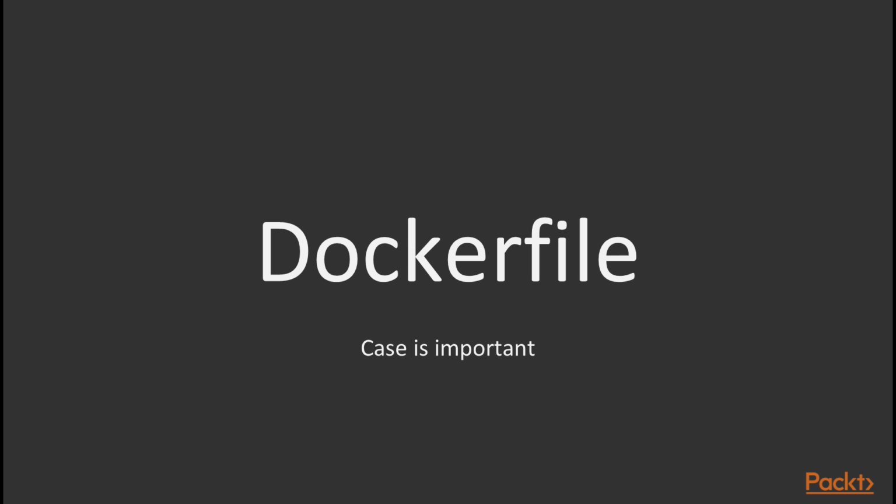Every Docker project has a file named Dockerfile. This file contains all of the instructions that Docker needs to build an image. Note that the D is capitalized and the rest of the file name is in lowercase. This file must be in the base directory of the project.